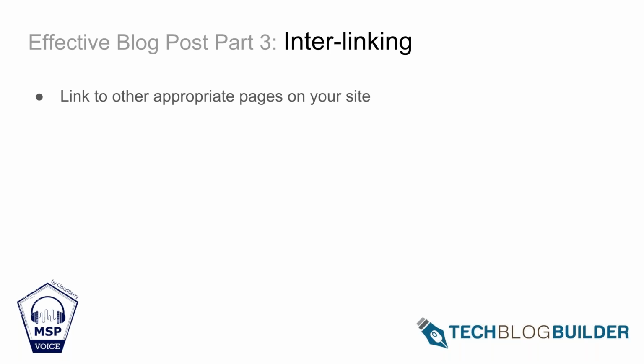So for example, if you're writing a blog post about the dark web, and you have a service that provides some sort of dark web scanning, then you can create a link somewhere in the blog post, and it's got to be contextual. So as you're talking about the dark web, you can say, there are ways to find out if your information has been stolen and published on the dark web, and there are various dark web scanners that you can use. And you take that phrase, dark web scanners, and you link it back to your dark web scanning service page on your website.